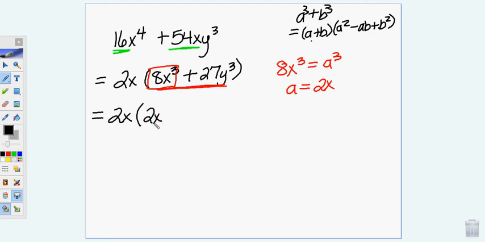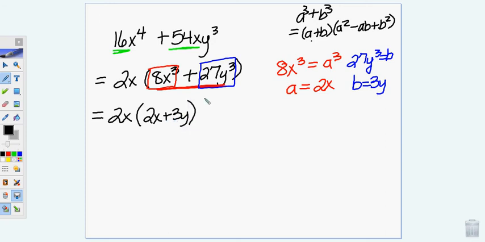So let's figure out now what our b term is. The b term here is this 27y cubed. So I'm going to use that over here. Let's hope it fits. 27y cubed is my b term. Okay, I know that's getting a little crowded. If I take the cube root of both sides, then b equals 3y. So that's my b term. So now I can have my a plus b: 2x plus 3y.